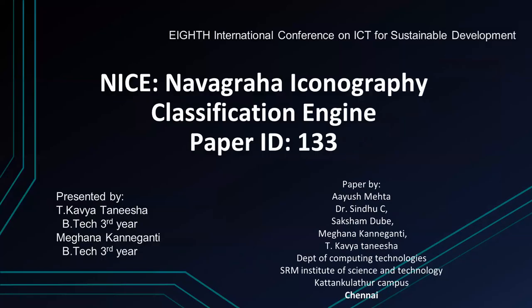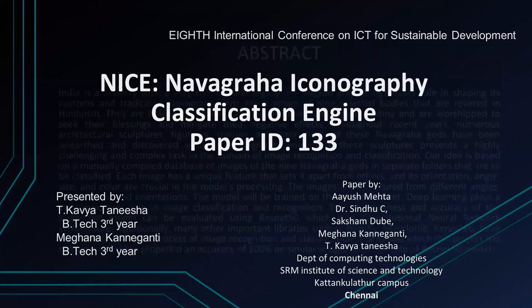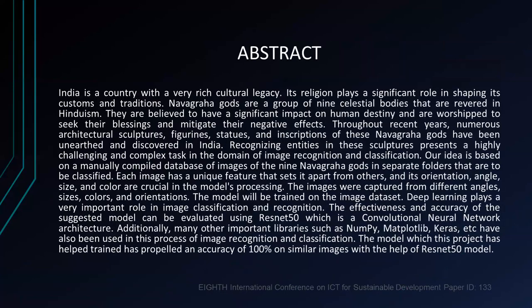Good afternoon, everybody. Today's presentation is about Navgrah Iconography Classification Engine, and my paper ID is 133. Under the guidance of Dr. C. Sindhu, myself, Kavya Tanisha, I'm here to present our paper. Basically, our idea is based on classification of 9 Navagraha idols. Navagraha are a group of 9 celestial bodies that are worshipped in the Hindu religion. In recent years, several sculptures and statues of these Navagrahas have been discovered in India, making identification difficult.